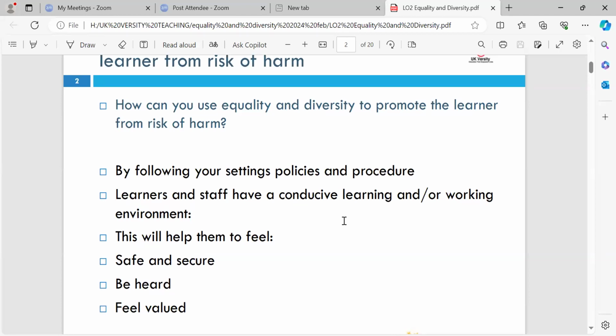It's not always the case that one parent will be happy, or the staff member may be happy, or the student may be happy. You've got to make them feel safe. Safety is the big thing. Be heard, and try to make them feel valued as well, because that's really important when it comes to diversity and inclusion, and ensure that every student is learning something.